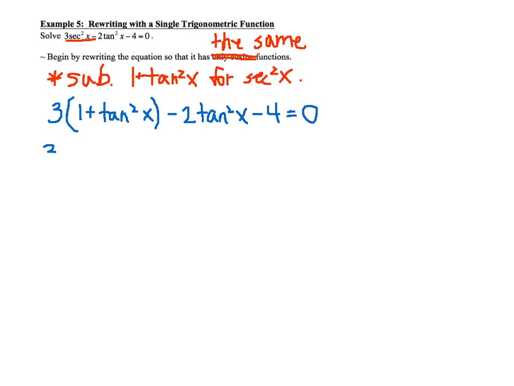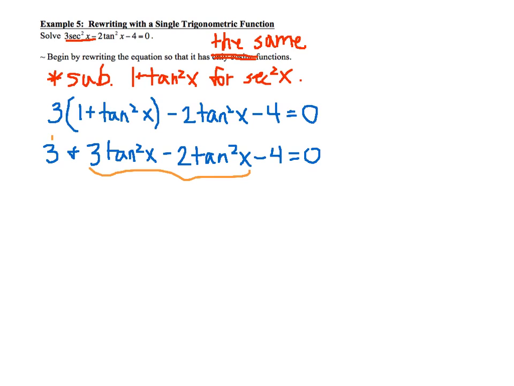So if you distribute, you get a 3 plus 3 tangent squared x and then you have minus 2 tangent squared x minus 4 equals 0. Now what you can do is combine your two tangents, and then you can also combine your 3 and your negative 4. So when we do that, we get tangent squared x minus 1 equals 0.